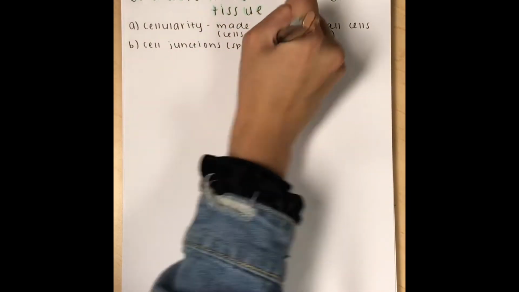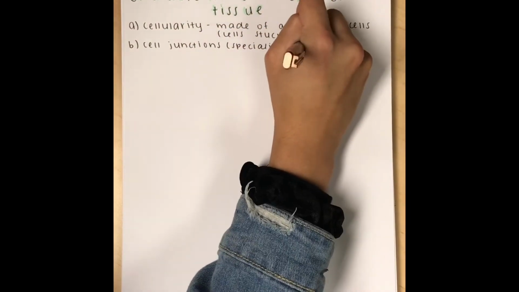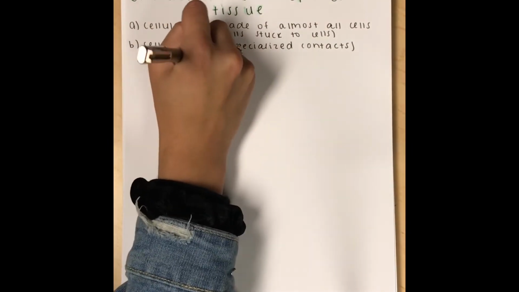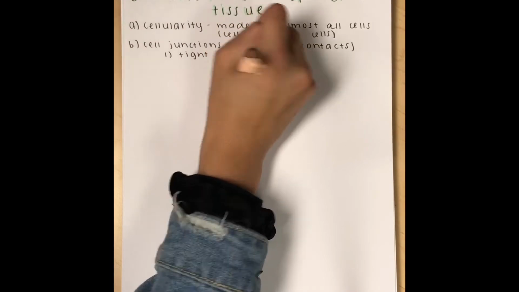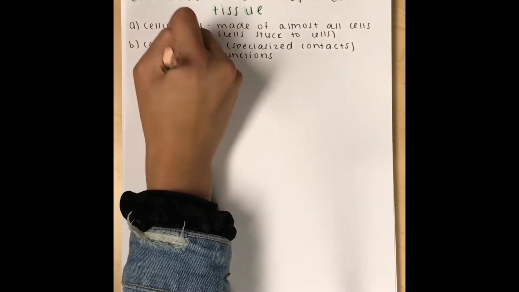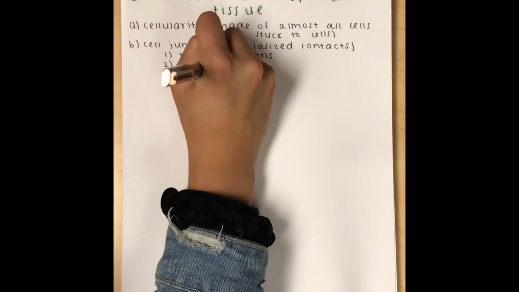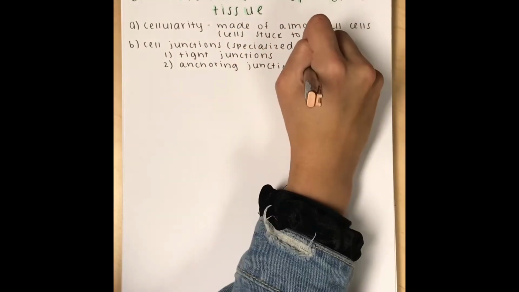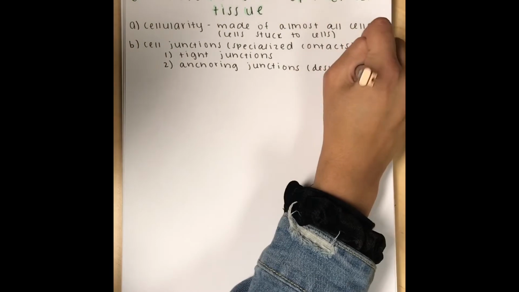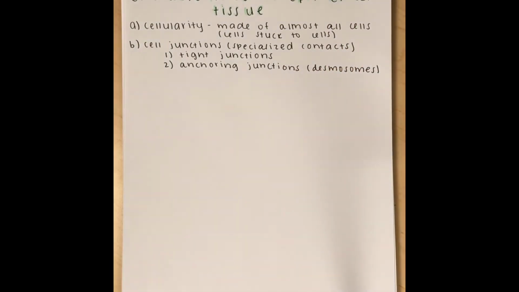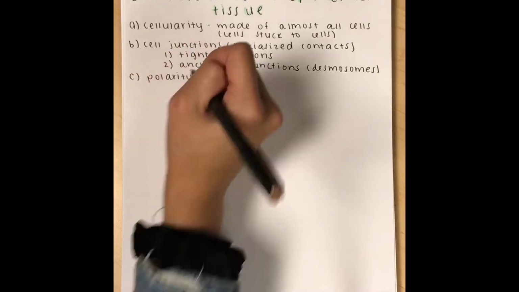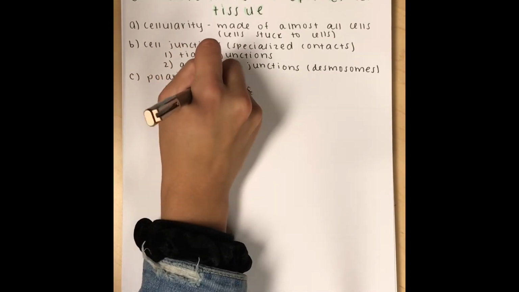Next, we're going to explain what cell junctions are, or specialized contacts. Tight junctions help prevent molecules from passing through the extracellular space between adjacent cells. Anchoring junctions are also called desmosomes. They act like molecular Velcro and also help form an internal tension-reducing network of fibers.